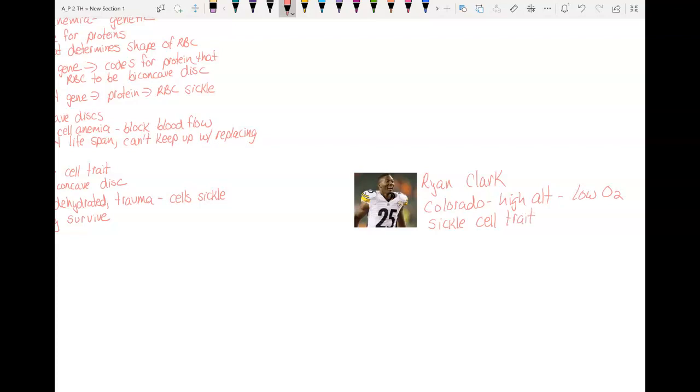So he had made it all the way into his college years, through his entire childhood, and never even knew he had sickle cell trait until he went to some place with high altitude and low oxygen. After that, he recovered and finished his college football career, went on to have a professional career, and he just couldn't play the games in Colorado. So if the Steelers went to play the Broncos, he had to sit out that game.